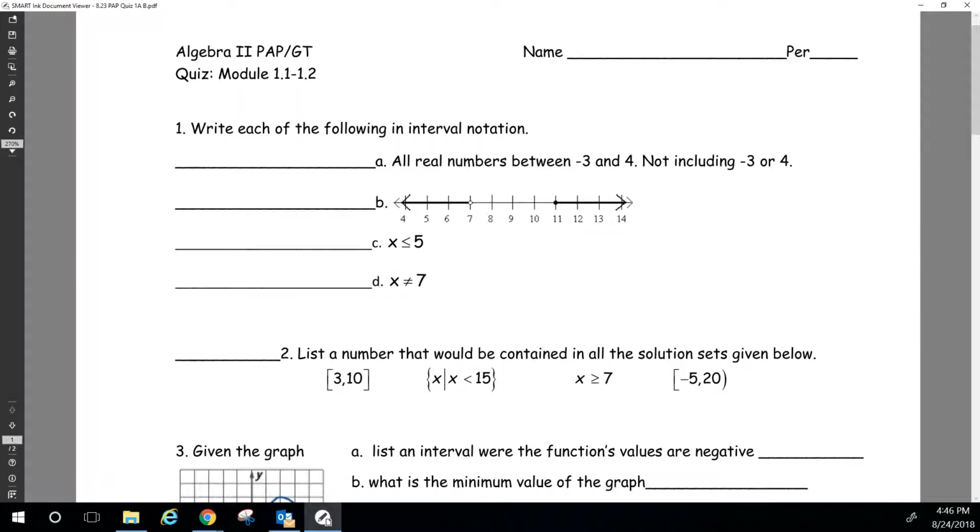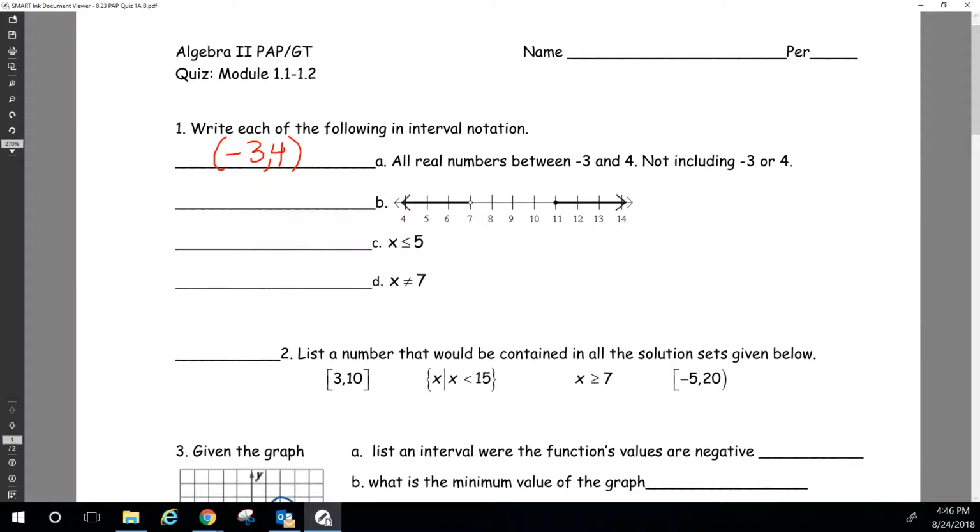We were supposed to write everything in interval notation. So first we have all real numbers between negative 3 and 4, not including either of them. Since we're not including them, they get parentheses and not square brackets. Remember, parentheses means you're not including it, square brackets means you are.